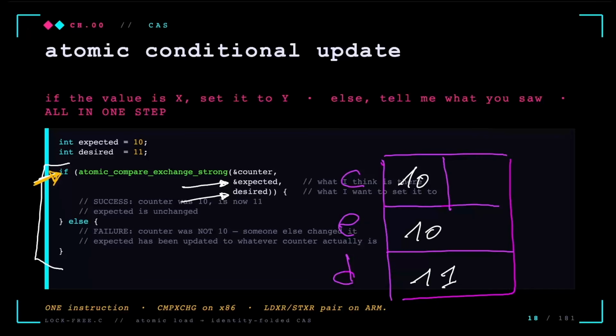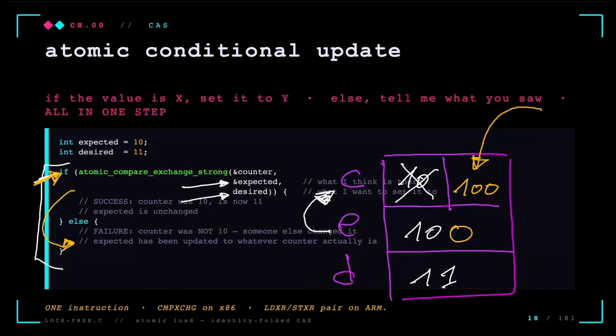Another thread comes in and sets the value of counter to 100. So now this value is no longer valid. And then my thread is going to continue, and I finally get to compare the expected value against the counter. Are they equal? No. So instead, it's going to fail. So it's going to take me to the else block and also update the expected value to 100.